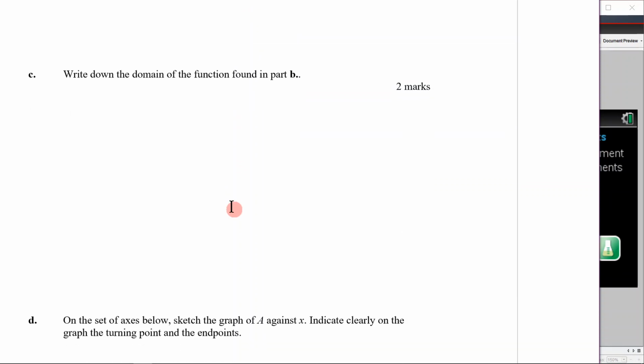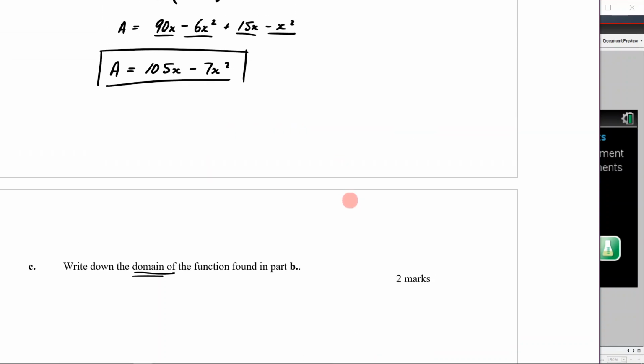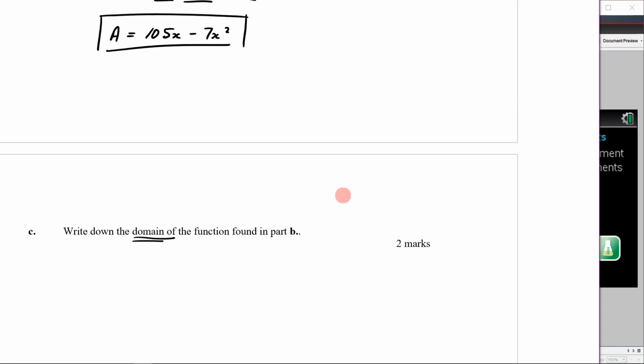It's saying now, part C, write down the domain of the function found in part B. So let's remind ourselves of what we found in part B. We found that A is equal to 105x minus 7x squared.